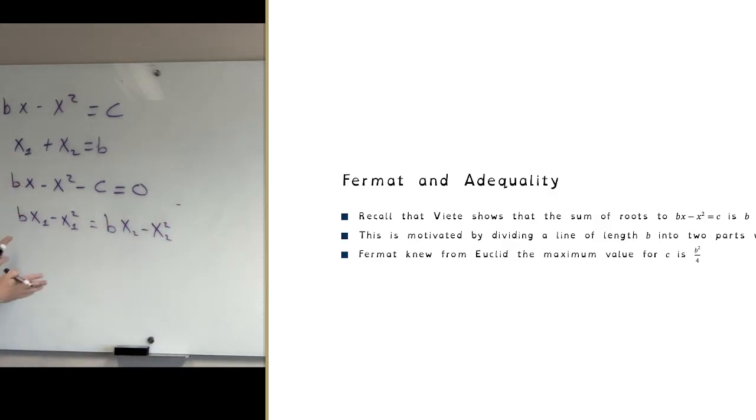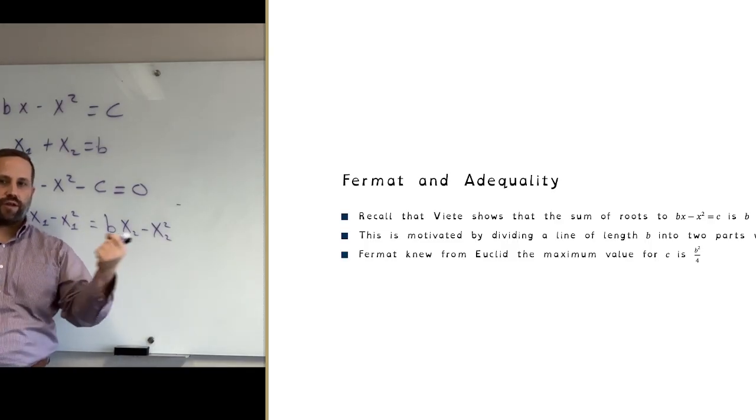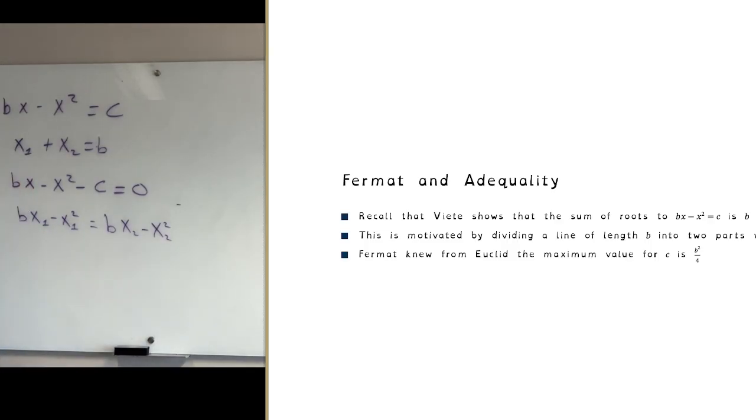Now I want to think about, I'm not going to write this dependence explicitly, but x1 and x2 both depend on c. Now let's think about what's going to happen here. As we make c get bigger and bigger and bigger, x1 and x2 are going to go to each other. They're going to approach each other.